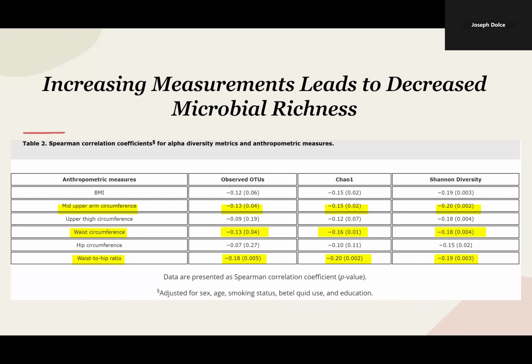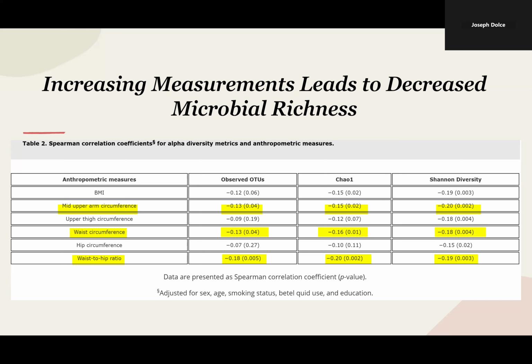All right, so the first figure we're going to be taking a look at is table 2 here, and it shows the relationship between gut microbiota diversity and anthropometric measurements. The key takeaway here is that as body size measurements such as mid-upper arm circumference, waist circumference, and waist to hip ratio are all increasing, the overall microbial richness and diversity are decreasing.